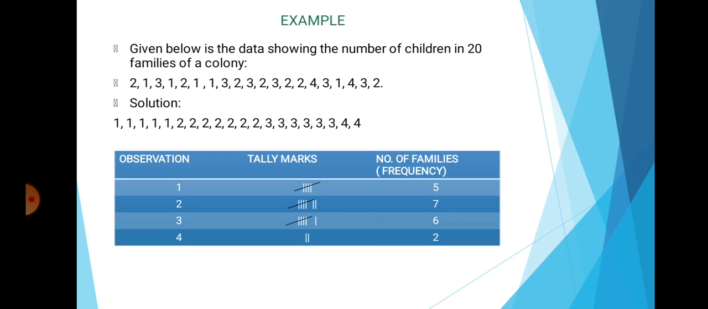Now we are going to tabulate it with the help of tally marks. So first, observation. Observation means how many ones are there, how many twos, how many threes and how many fours. What are the numbers we are having? So 1, 2, 3, 4. That's the maximum observation we have here. Apart from 4 we don't have anything, so we can stop at 1, 2, 3, 4.